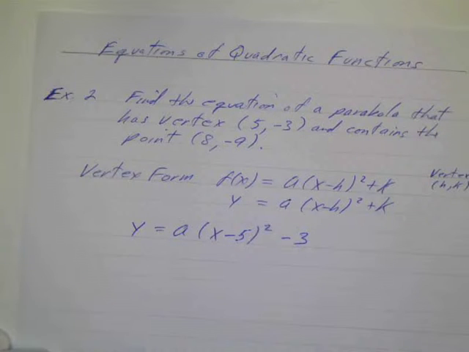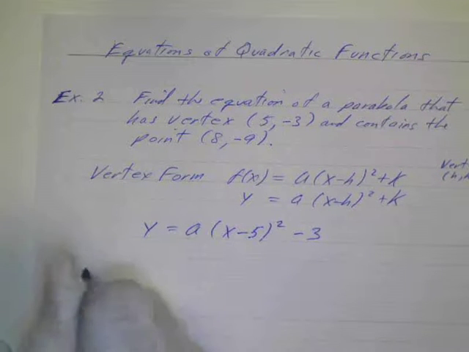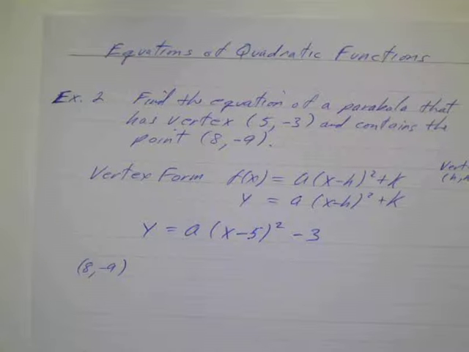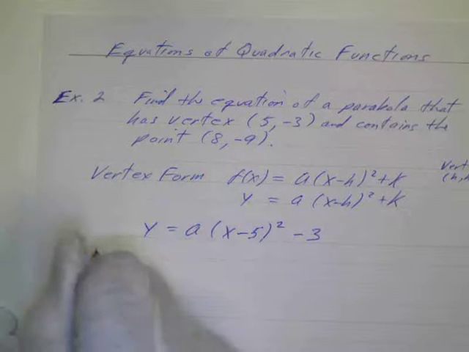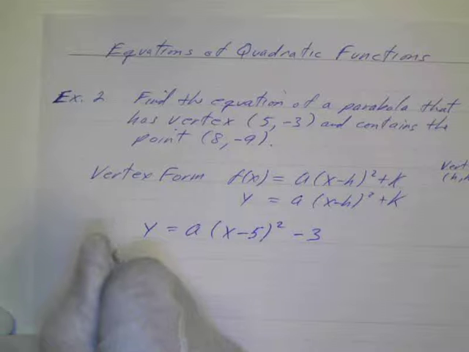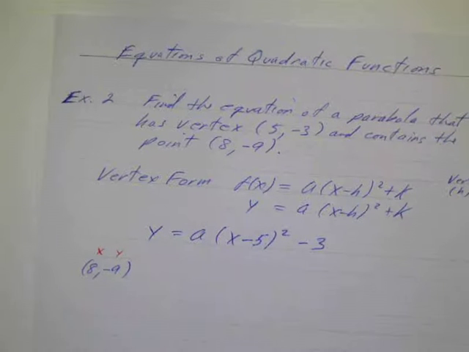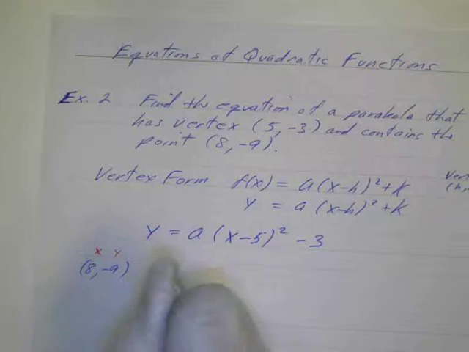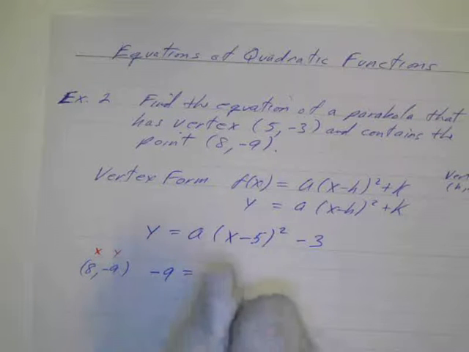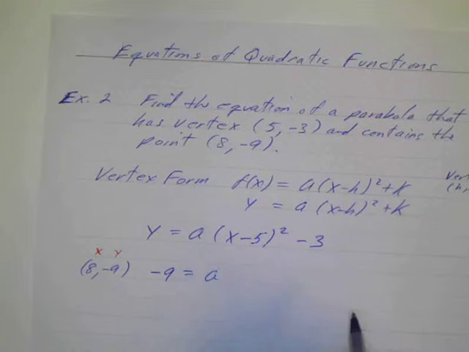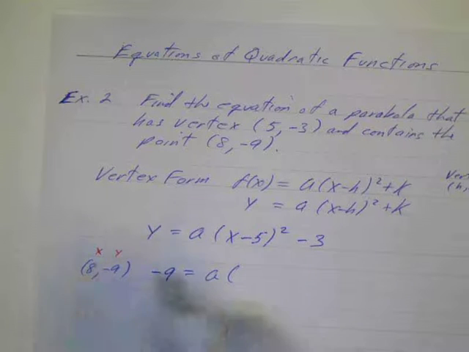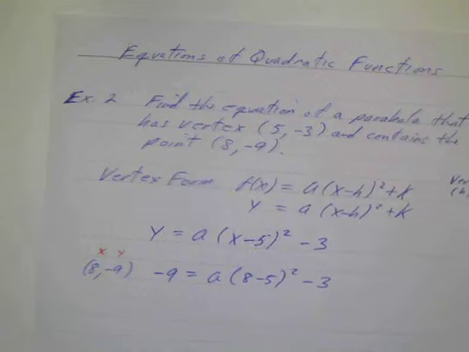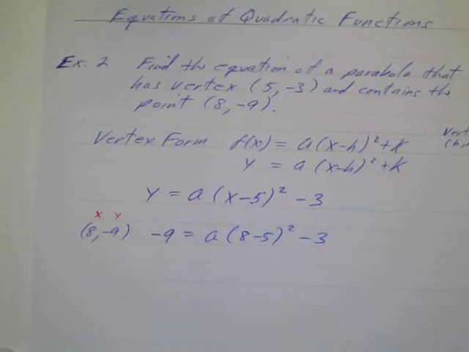So how do we find the a? Well, we know that the point (8, -9) is on the parabola, and 8 is the x value, and -9 is the y value. So what I'll do is I'll just substitute. So instead of writing y, I can put -9, and that equals a, which is what we're trying to find. That's the only thing that's missing. And then what's x? x is 8. And there you go. And then you just find out what a is. That's all you need to do.